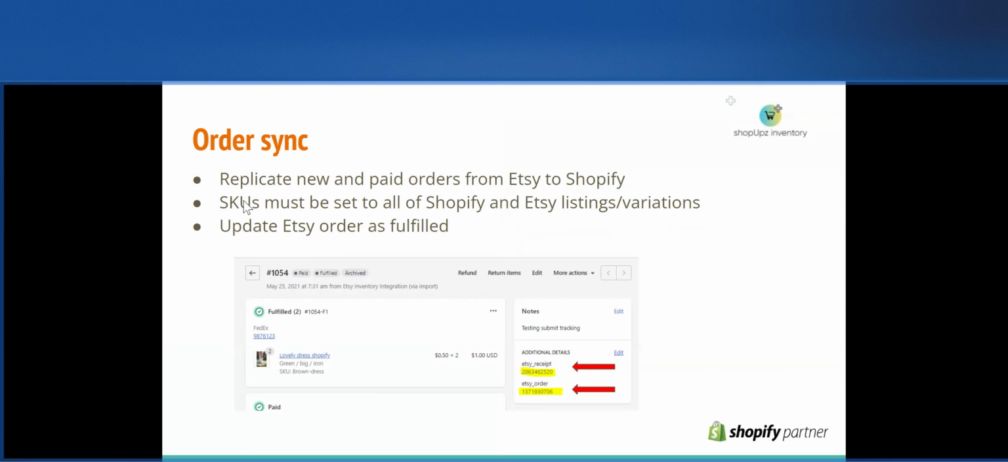So the order sync, let's talk about it for a second. Now an order has been created on Etsy. What we're doing is we're importing it into Shopify. And then you can see in the Shopify order that we imported, you can see Etsy receipt and Etsy order ID. We also tag it as Etsy, so you will know that this import was created on Etsy.